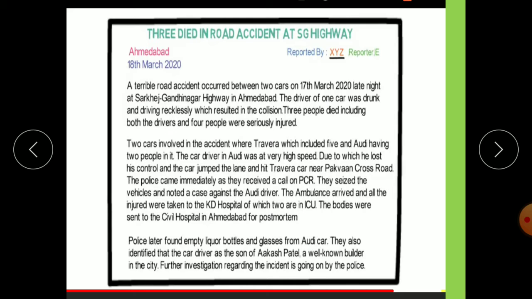Here we have to make our heading. Sometimes it has been given, but if it has not been given, then you have to make it so catchy and eye catchy according to the reader. Here we have just done 3 died in the road accident at SG highway. Then remember one thing, students, the first letter of each word in the heading should be capital, right? Then in the right hand corner we haven't been given any name, but we are the reporter, so we have to report it by XYZ, reporter of Times of India or whatever the name of the newspaper. In the left hand corner we have to mention Ahmedabad and 18th March 2020.